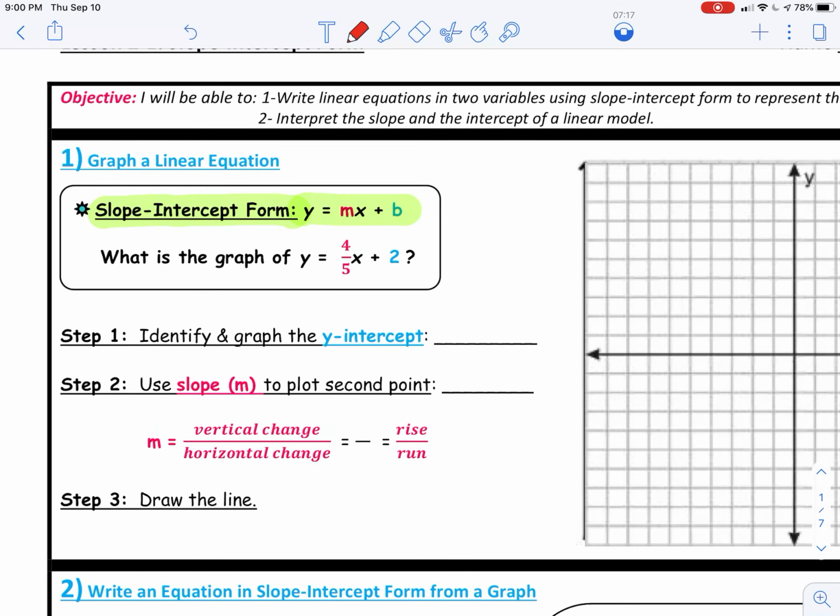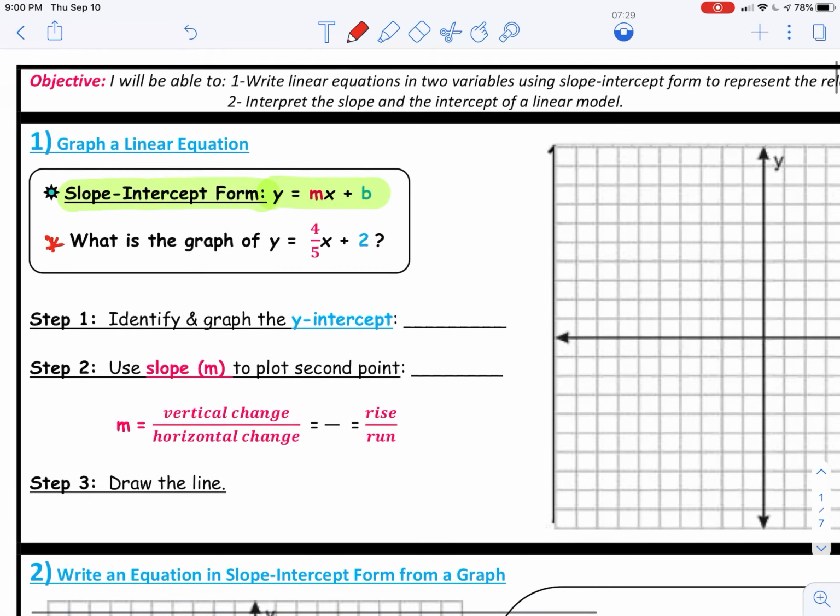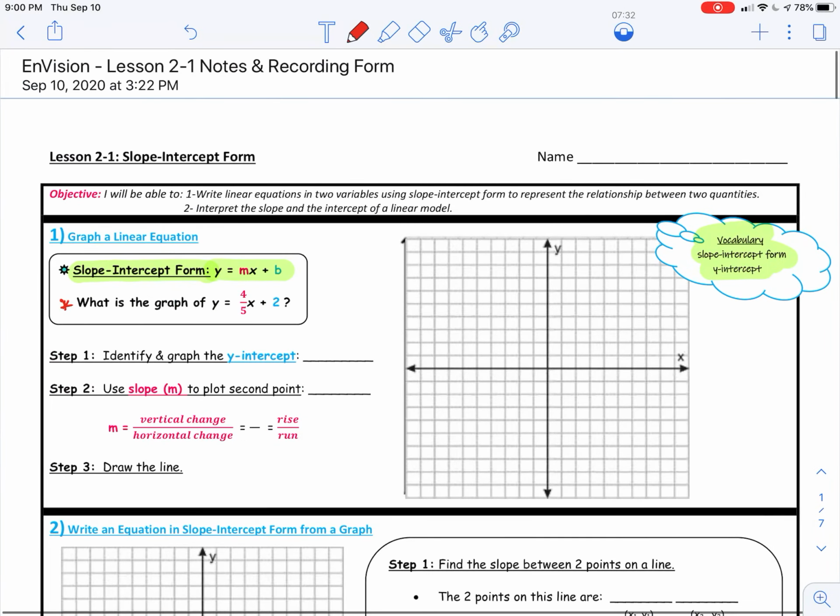Okay, so the first question we have for ourselves is, what is the graph of this equation right here? y equals 4/5 times x plus 2. Well, the first step here we want to do is we want to identify and graph the y-intercept. Now, remember what I said about the y-intercept. It's going to be a point that lies on the y-axis. It's where your line crosses the y-axis. Well, did you know that I can look at this equation and determine what that number is? This letter b right here in this format is always, always, always going to be your y-intercept.